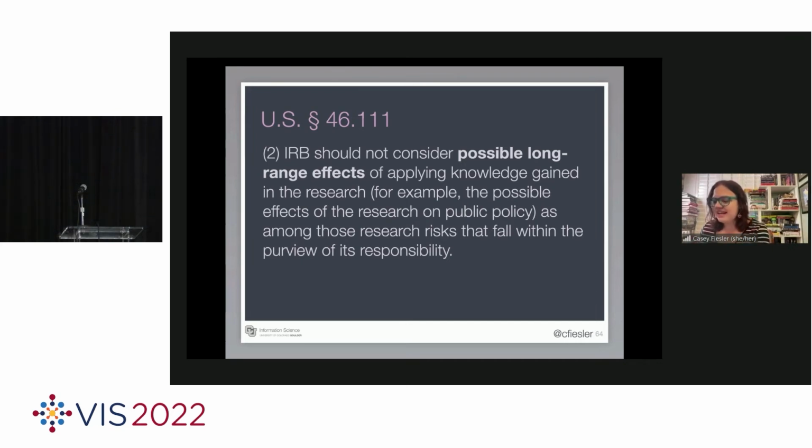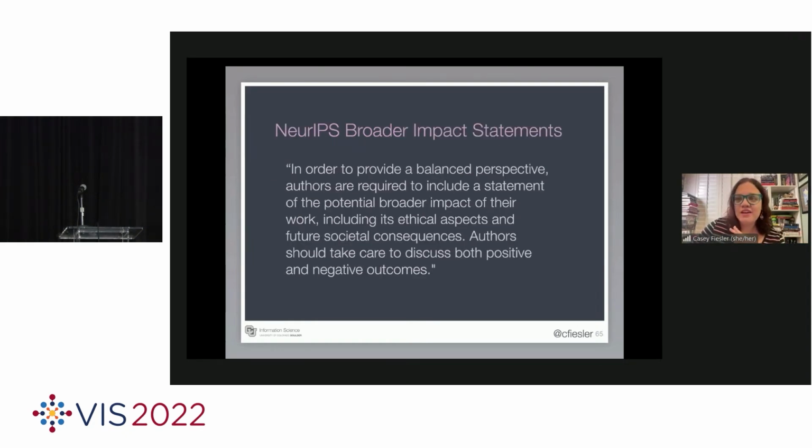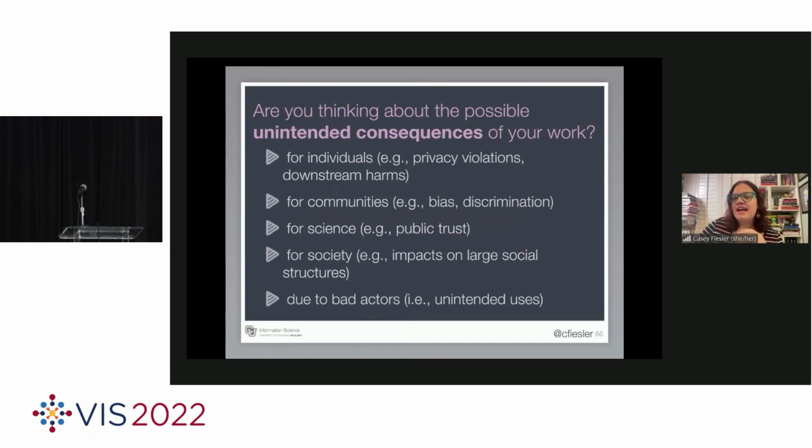And yet, this is obviously a big deal, and it's a huge topic of conversation in computer science right now, like broader impacts, unintended consequences, et cetera. So, NeurIPS requiring broader impact statements, which include future societal consequences. And these are really important for us to be thinking about.